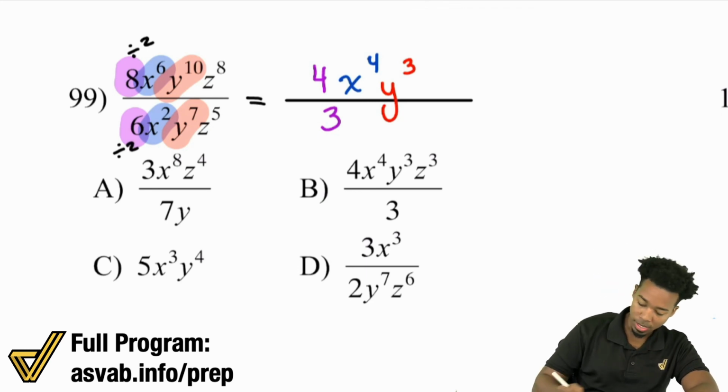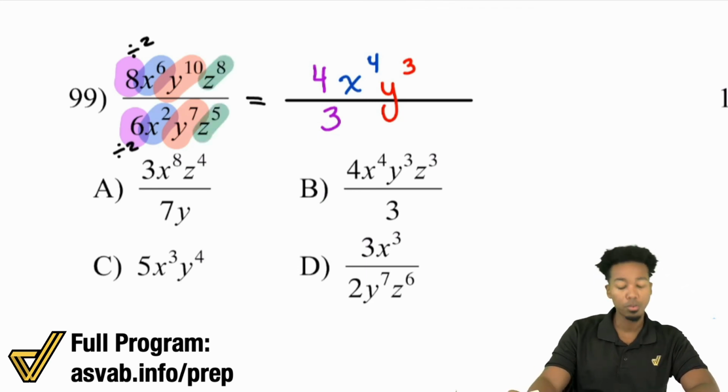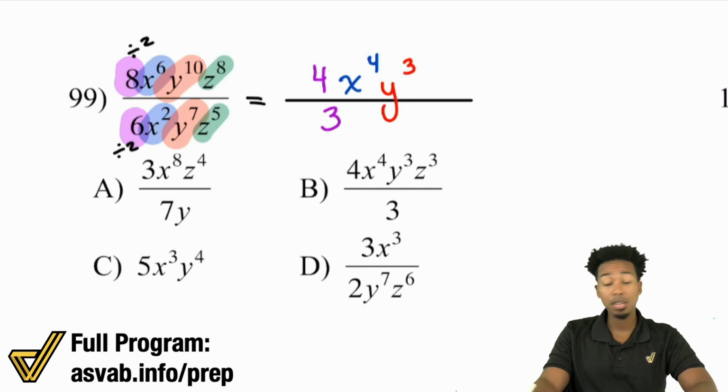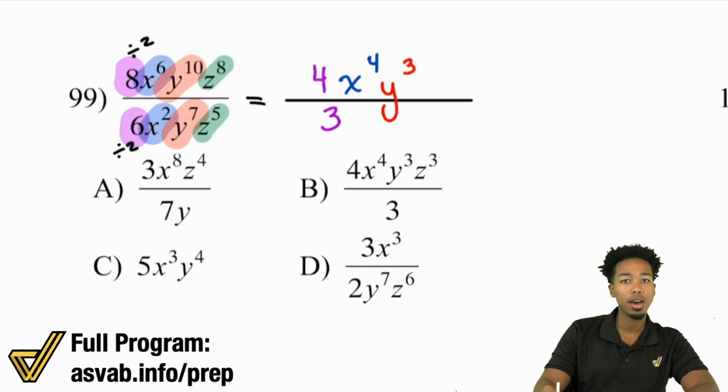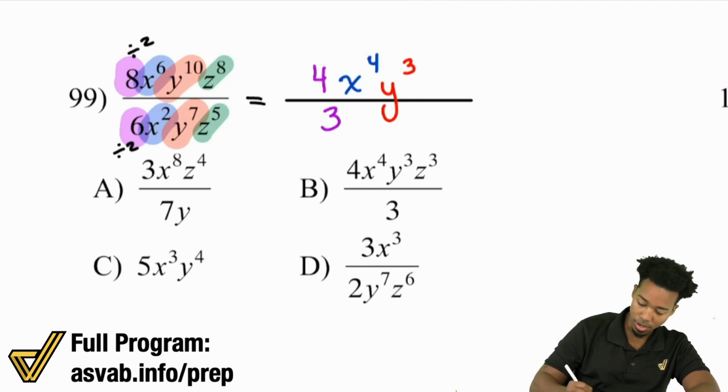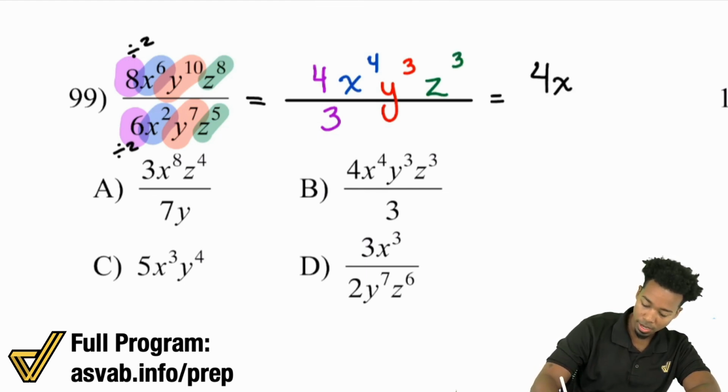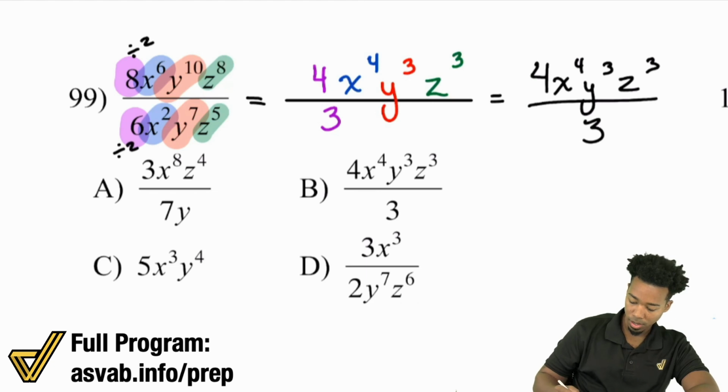Lastly, we take care of z to the power of 8 over z to the power of 5. Same deal, my party people. We see that we have 8 up top and 5 on bottom, so the remainder stays up top. 8 minus 5 is 3, and there we go. Z to the power of 3. And there is our final answer. 4x to the power of 4, y to the power of 3, z to the power of 3, all over 3. And that makes our final answer choice B.